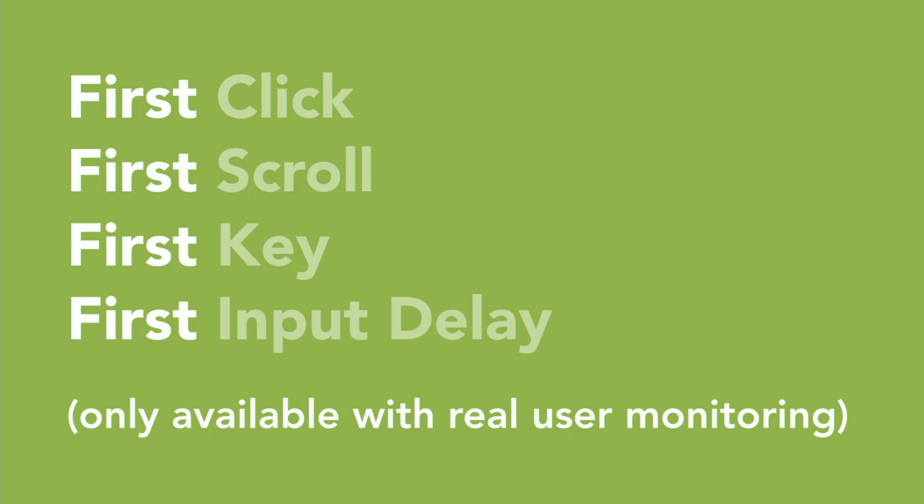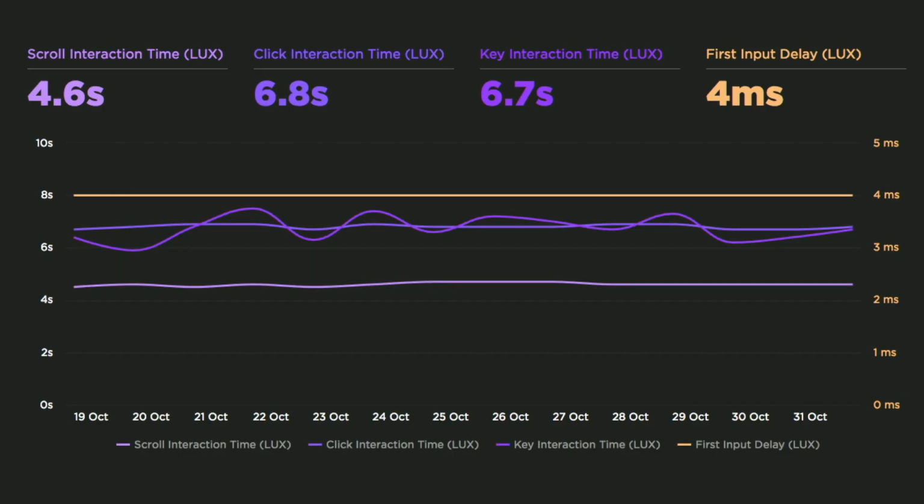So other things we can track. In real user monitoring, we can track really great things like first click, first scroll, first key, and recently first input delay. All these interaction times we can measure in RUM when people start actually using your page. When do they first click? When do they first scroll? When do they first key? You can see what they do first on your pages, and you can see if those things get faster or slower. And you can even see what they're clicking on and what they're interacting with on your page.